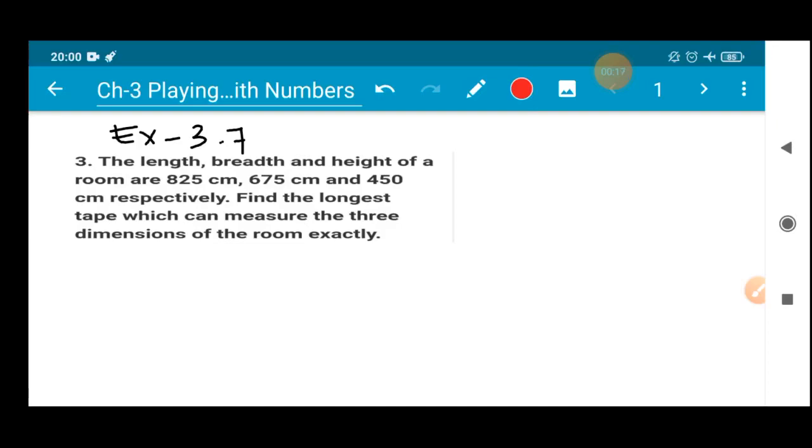Question number 3 states that the length, the breadth and the height of a room are 825 centimeter, 675 centimeter and 450 centimeter respectively. Now what you have to do? You have to find the longest tape which can measure the three dimensions of the room exactly. So what is given first of all? The three things that are given are the length, the breadth and the height. Right, three things are given and you have to find the longest tape which can measure the three dimensions.